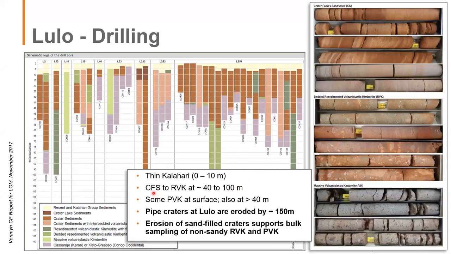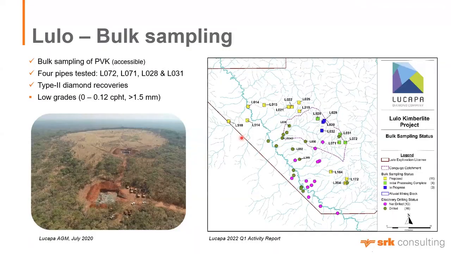So they don't find a big thickness of crater facies or RVK. It's about 40 to 100 meters when they do drill them. There is some PVK at surface. And we can confirm that the craters here have been eroded by about 150 meters. And so it supports bulk sampling of the non-sandy RVKs and the primary volcaniclastic kimberlites that are a prime target for kimberlite exploration in Angola. This is what that looks like.